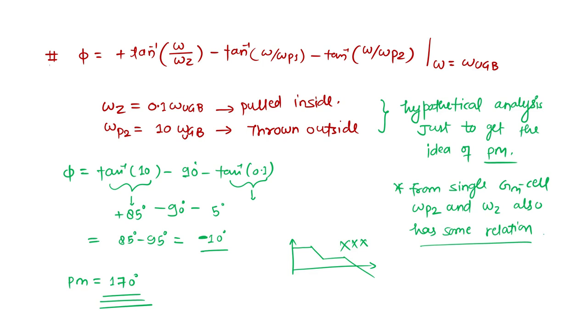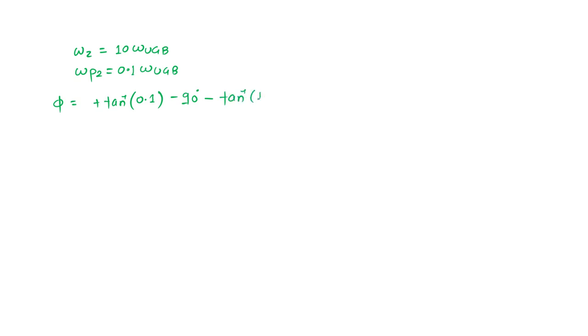Okay, so if the opposite thing happens, if my omega g is, let's say, 10 times omega UGB, and omega P2 is, let's say, 0.1 times omega UGB, in that case, we can see plus tan inverse omega UGB by omega G, sorry, is what? This is now 0.5, and it is nearly minus 90 degree, and minus tan inverse it is coming as 10.